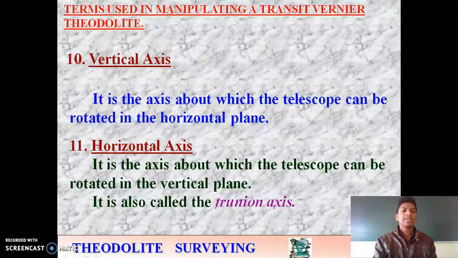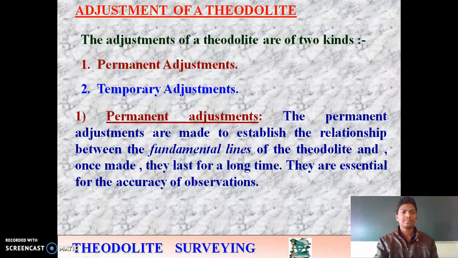Tenth one is vertical axis. It is the axis about which the telescope can be rotated in the horizontal plane. 11th one is horizontal axis. It is the axis about which the telescope can be rotated in the vertical plane. It is also called the trunnion axis. I think it's the last one.